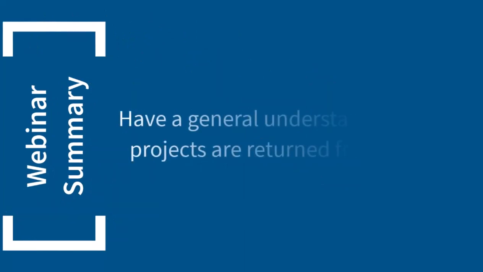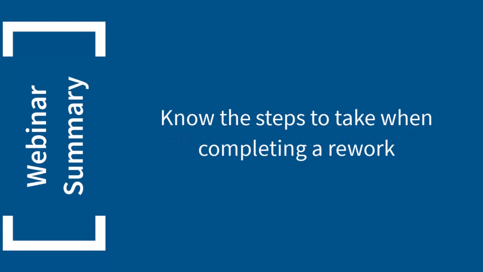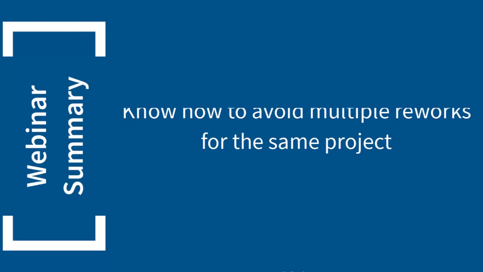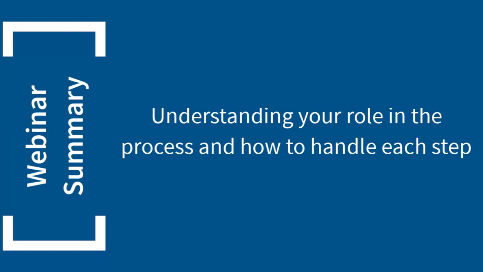Okay, so now we have the webinar summary, and seeing this slide means this presentation is nearing its end. And you should be able to have a general understanding of why projects are returned from the CRC. We should now know the steps to take when completing a rework. We should know how to avoid multiple reworks for the same project, as well as knowing how to track reworks and RFIs. And this is just going to provide a little bit more of an understanding of your role in the process and how to handle each step.